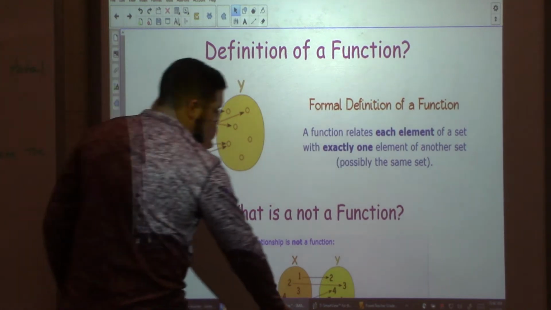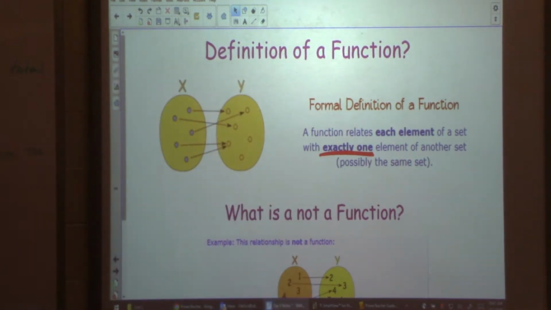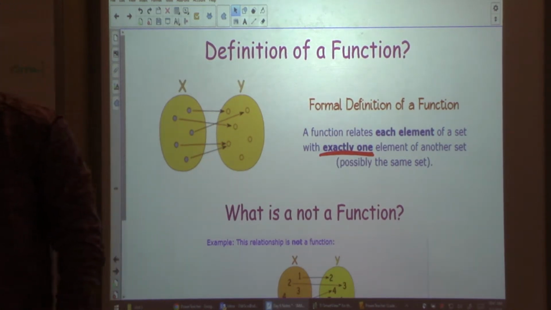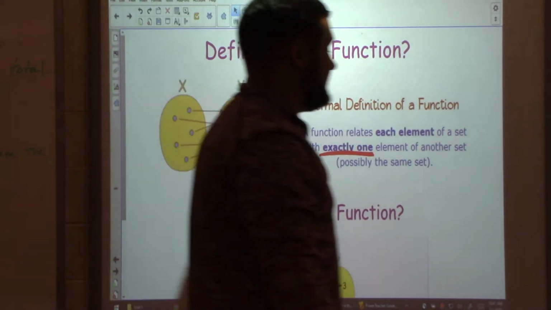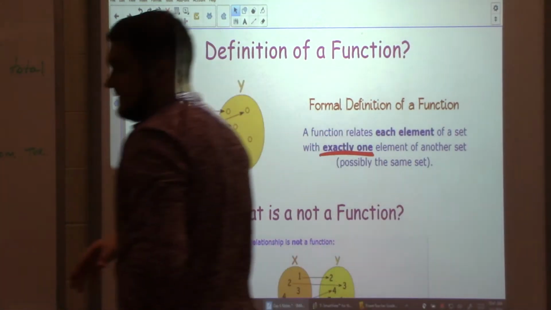Keywords there are exactly one. Right? If I have x values, if I have a function, they relate to exactly one y value. So if I plug 3 in for x, it should only come out to be one y value. It shouldn't come out to be 2 sometimes and -3 other times. Right? So if I plug one thing in, each element is related to exactly one element in a different set.